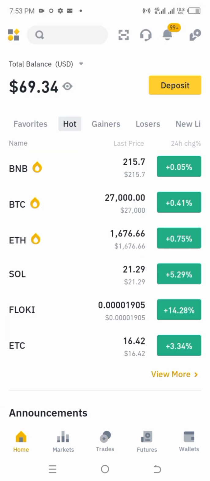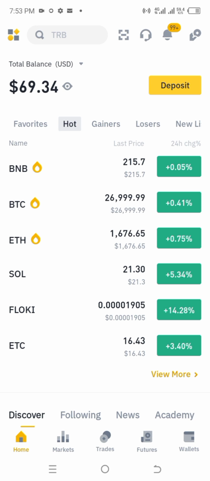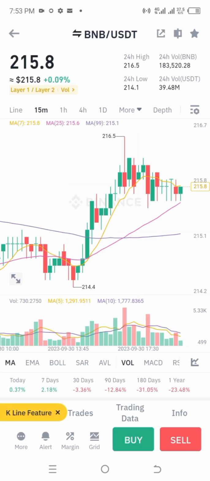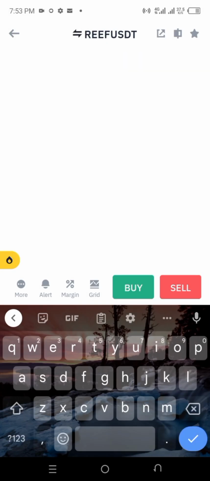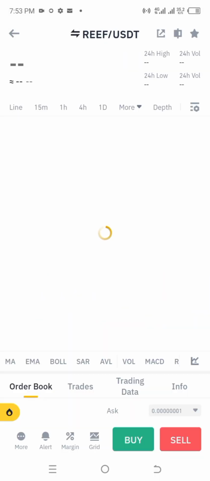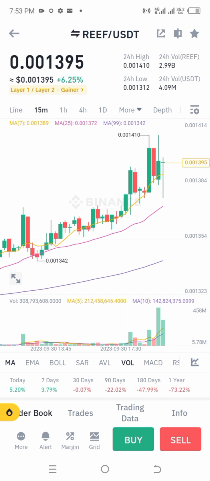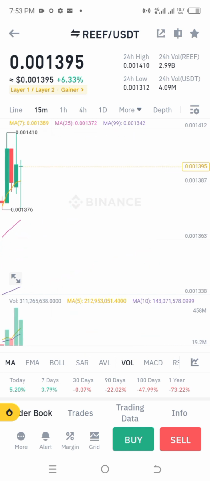So all you need to do is go to the dashboard. This is the interface. Make a choice. I'm choosing Reef because I want to buy Reef now. It's a bit fluctuating. It wants to go up and it wants to go down. So I watch it a little. When it comes down a bit to this place, I'll buy.